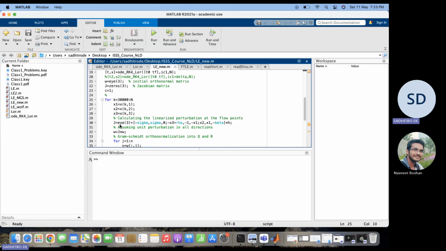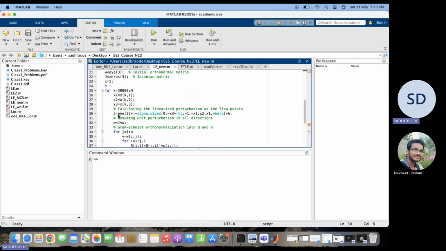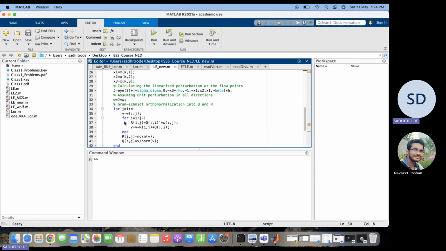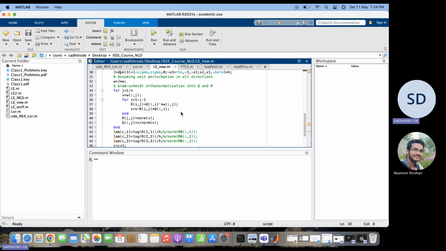And then in this step over here, we basically have the matrix J, which is the sum of the identity matrix and the Jacobian matrix over here, multiplied by delta T, which is given by H. And then what we do is that we multiply this with the matrix W. The matrix W is equivalent to the matrix phi, which we had shown earlier while doing the calculation. So W is the new matrix of perturbations. And after we get the new matrix of perturbation, we perform this Gram-Schmidt orthonormalization.